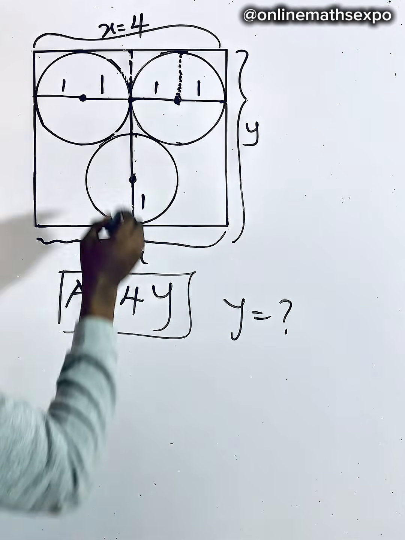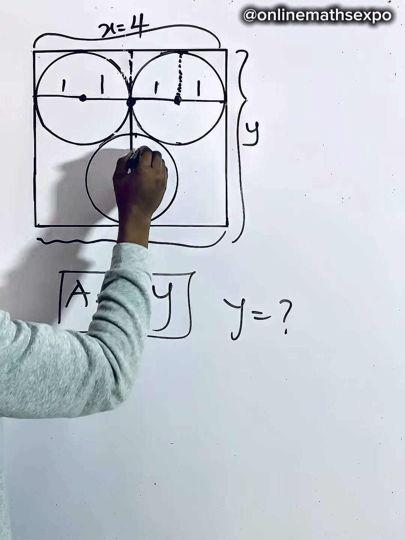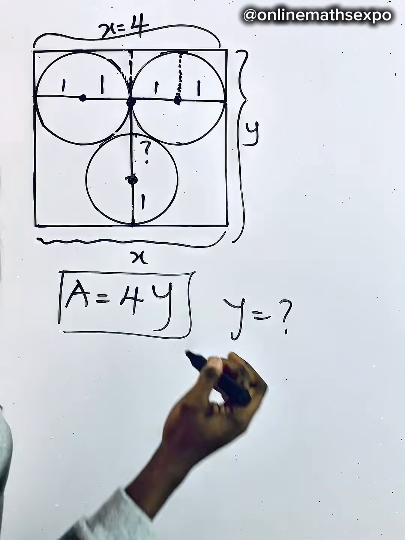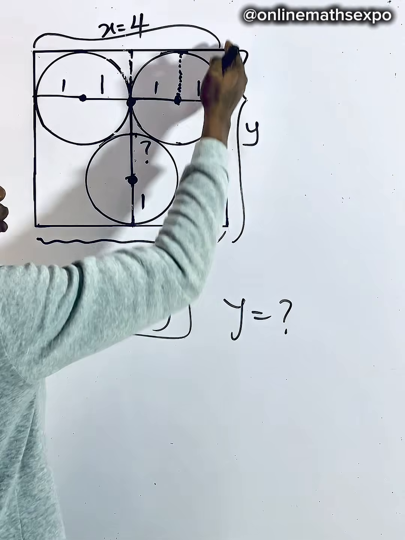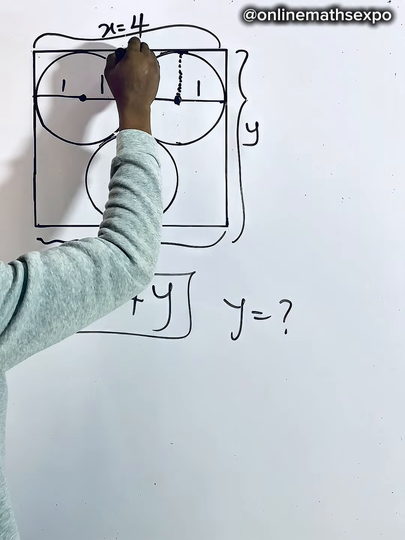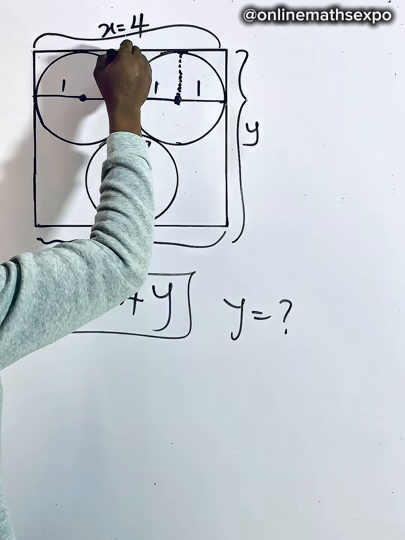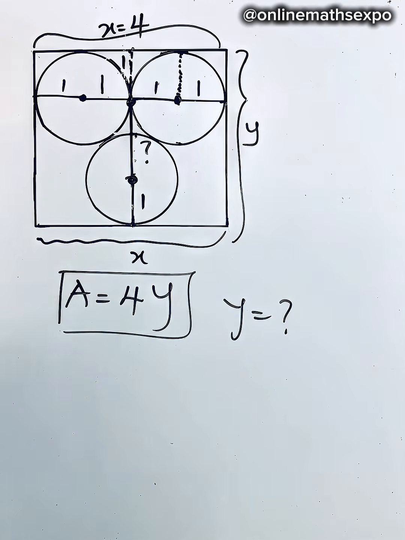Now the question is, do we know this length from this end to this end? Do we know the length? We need to get that length, because this line is parallel with this. So if you can get this length and then add it to the one we know already, from here to here we know is 1, and from here to here is 1, it gives us the value of Y.